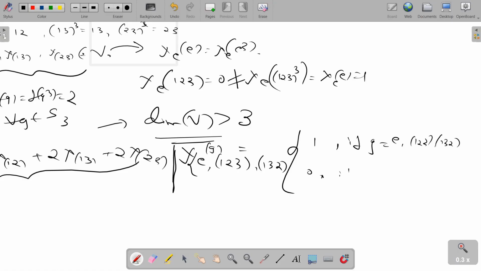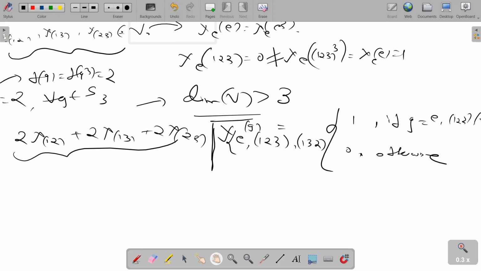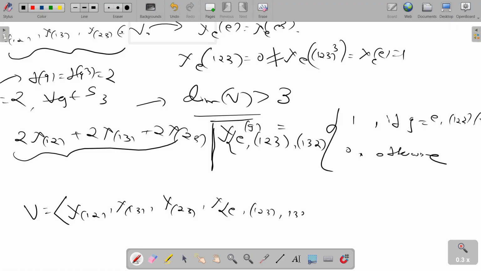And 0 if g is unequal, 0 otherwise, right? All right. So if we look carefully, V will be spanned by chi of (1 2), chi of (1 3), chi of (2 3), and chi of this big thing, (1 2 3) and (1 3 2). So the dimension of V will be 4.